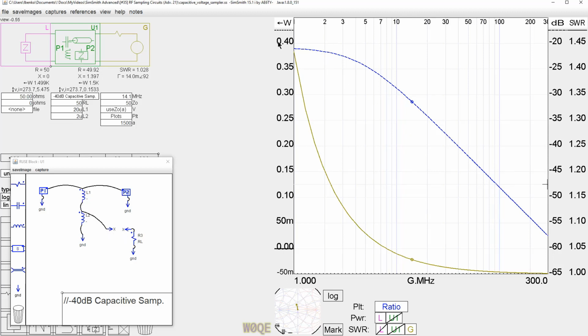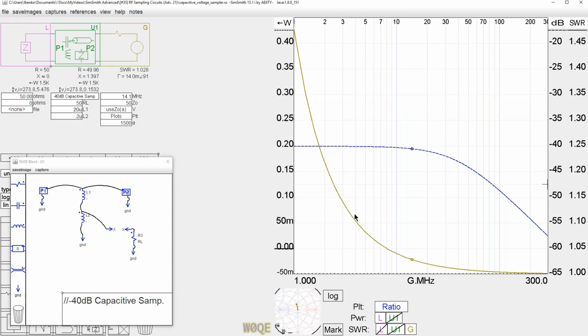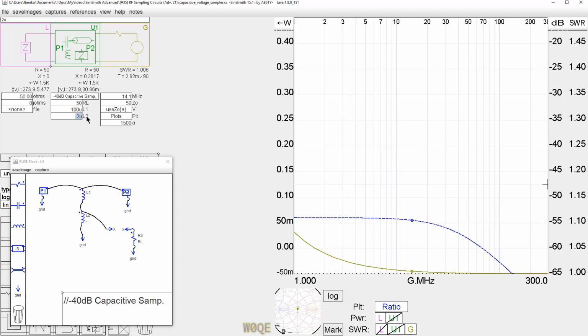We have the exact same problem we had before. There's our 40 dB coupling factor. It's good at low frequencies. The SWR is bad at low frequencies. 20 microhenries is not nearly enough. I cannot balance that out with capacitors. I need something more like 100 microhenries if I wish to get down to 1 megahertz. And this would be 1 microhenry.